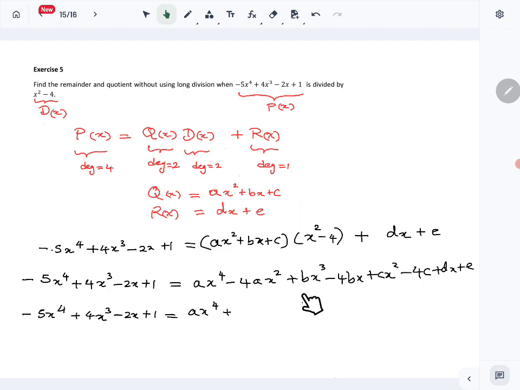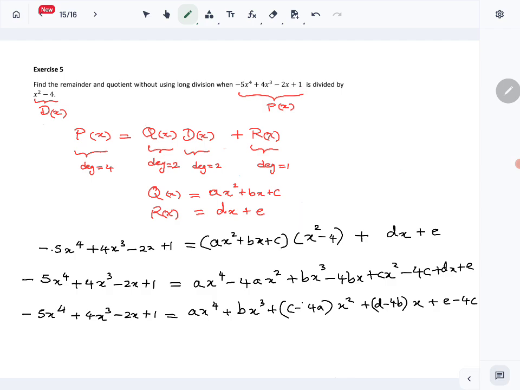So what is the x cubed term? Only this bx cubed. Then I can do the x squared term, so that is c minus 4a x squared. So x to the 4 done, x squared done, x cubed done. Then the x terms are minus 4bx and dx, so d minus 4b x. So then those are also done. Then the constants, e minus 4c, right?